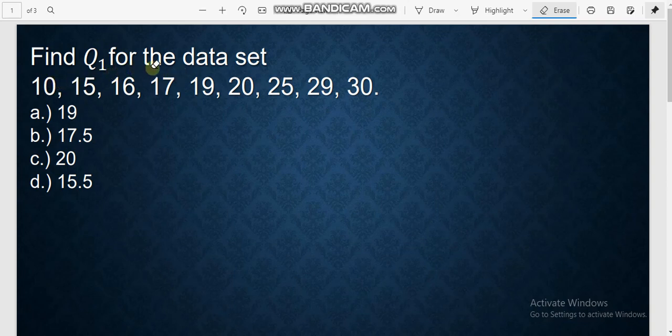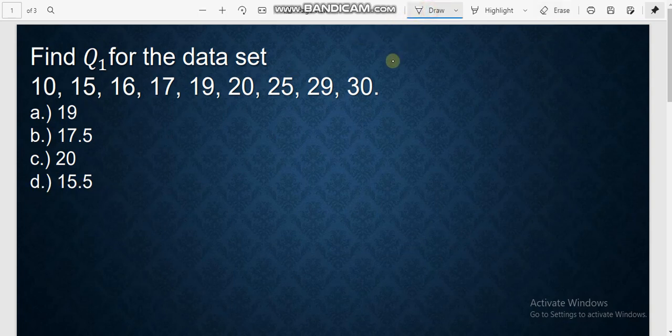Find Q1 for the data set 10, 15, 16, 17, 19, 20, 25, 29, 30. A, 19. B, 17.5. C, 20. D, 15.5.